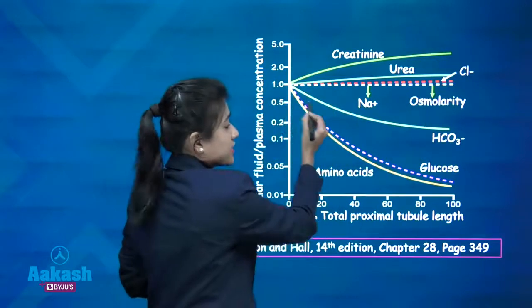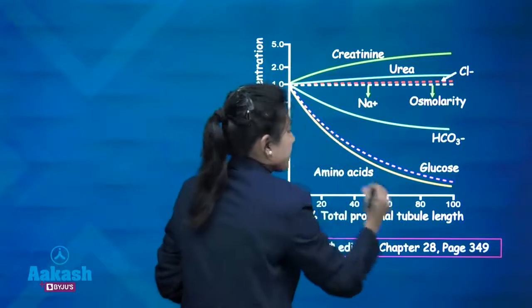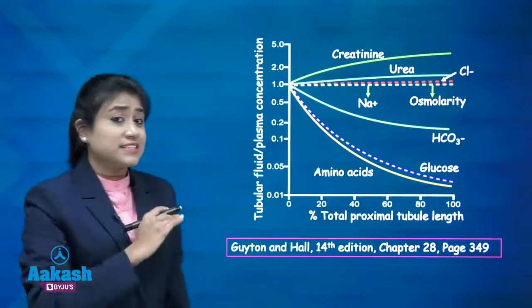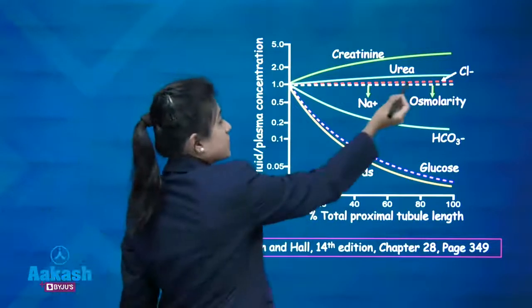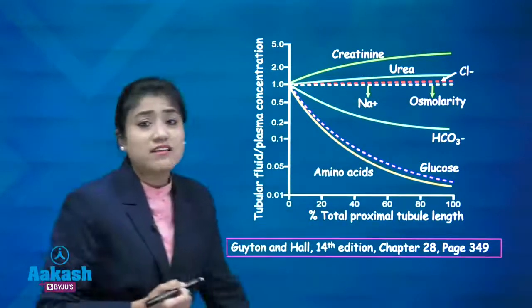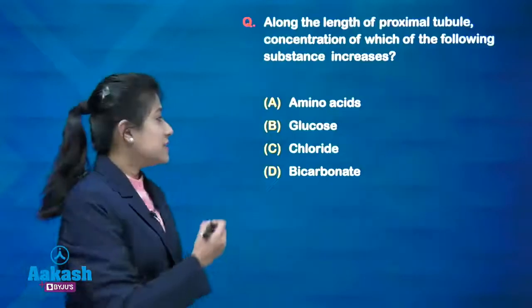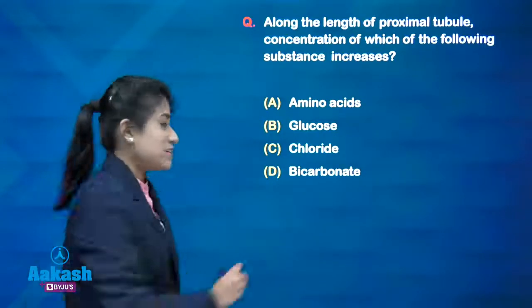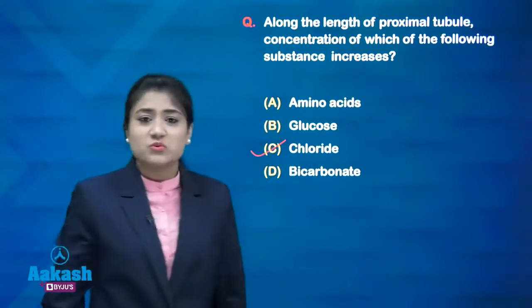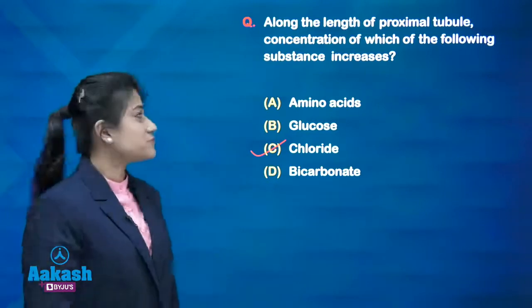Okay, and here you can see the bicarbonate, glucose and amino acid level in the PCT, it is decreasing, while you can see the chloride, urea and creatinine level is increasing. Got it? That's why the answer to this question is chloride, whose concentration is increasing.